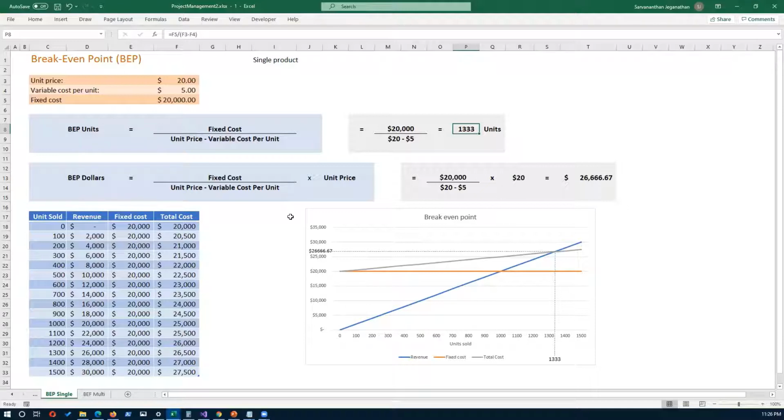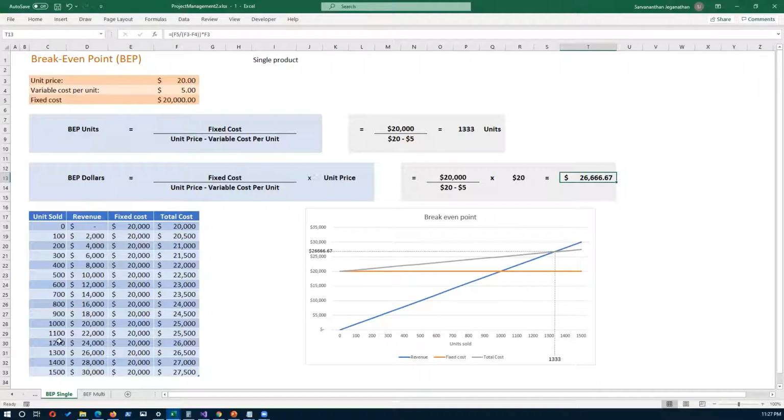Now, to find the break-even point in dollars, you simply take this and multiply it by unit price. So 1,333 times the unit price of $20 should give us $26,666 to break even. So you need to make a revenue of $26,667 to break even.